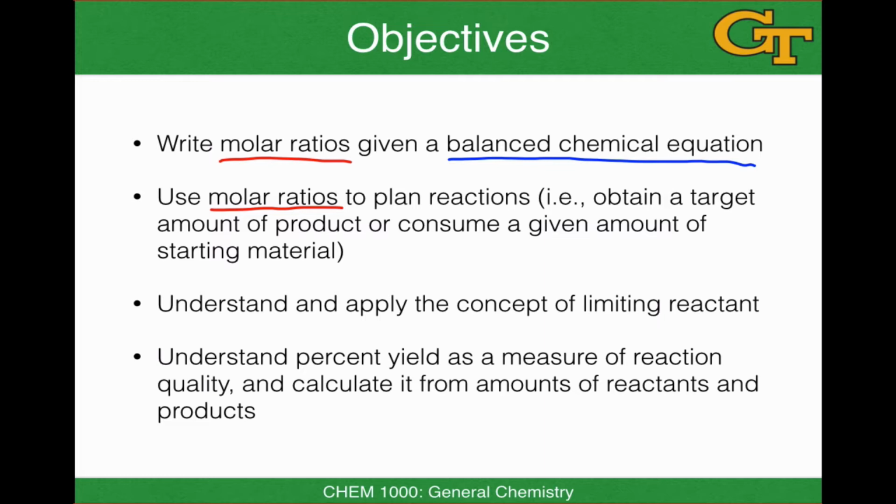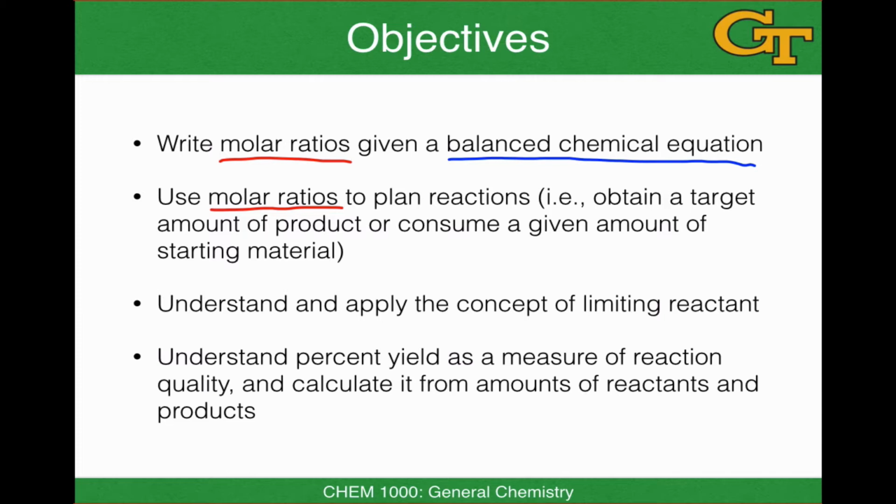There are two big goals that we have in the course of doing this. For one thing, we might want to obtain a target amount of product. On the other hand, we may want to consume a given amount of starting material. So if we want a particular amount of a certain product, we'll use molar ratios, or if we want to consume a particular amount of starting material, we'll also use molar ratios.